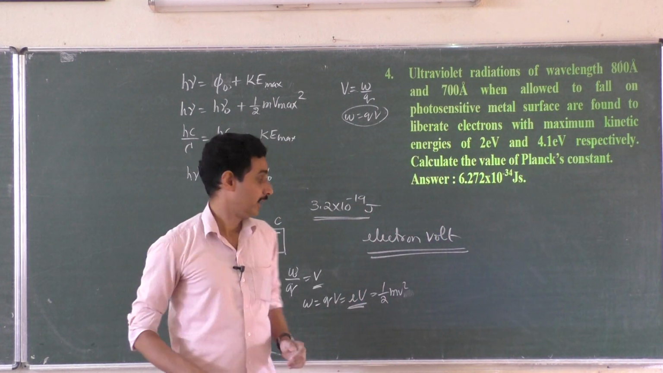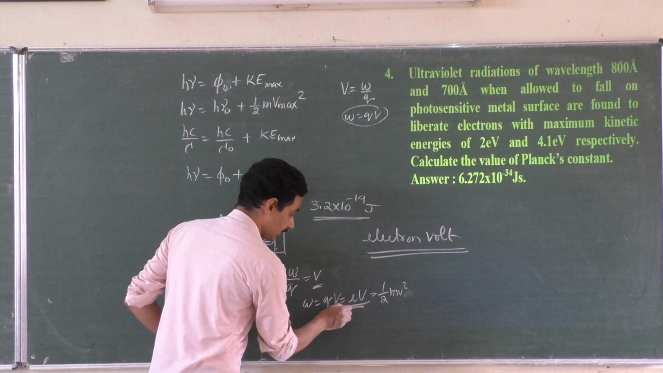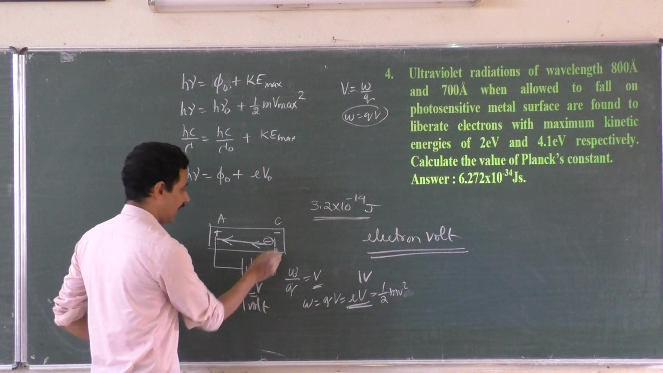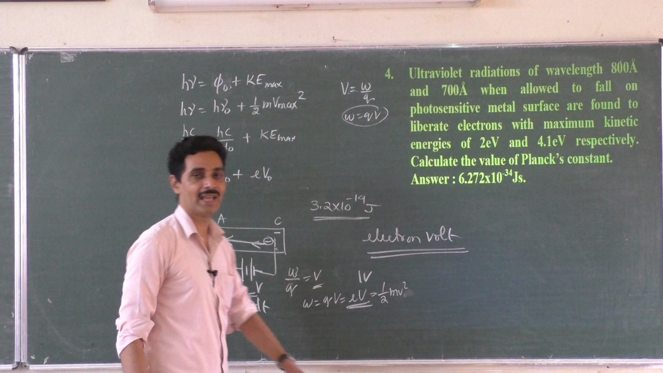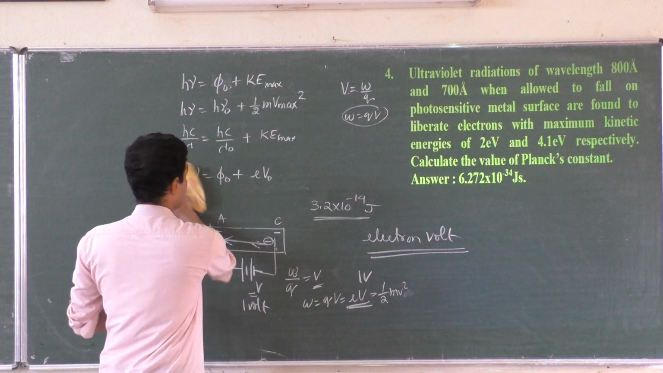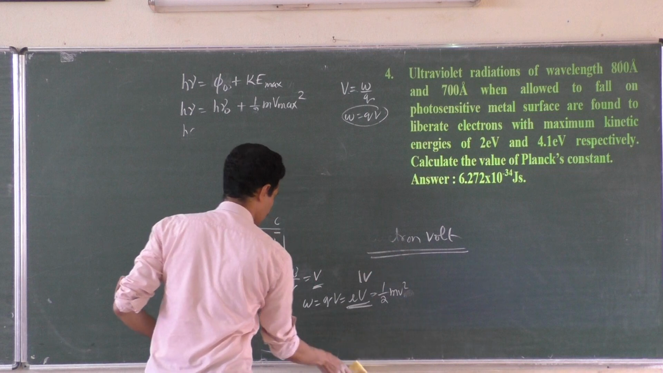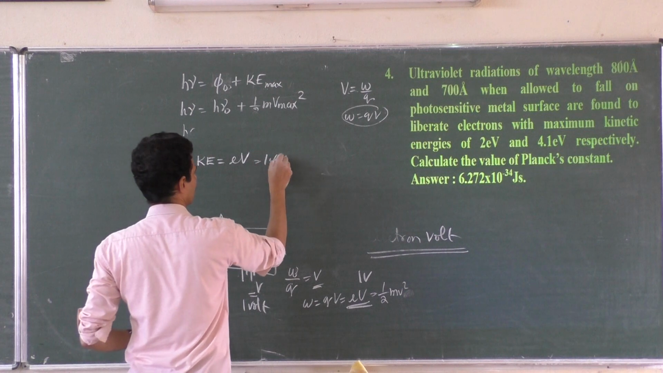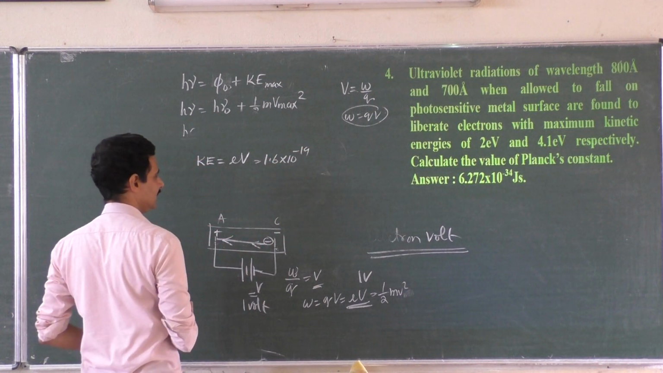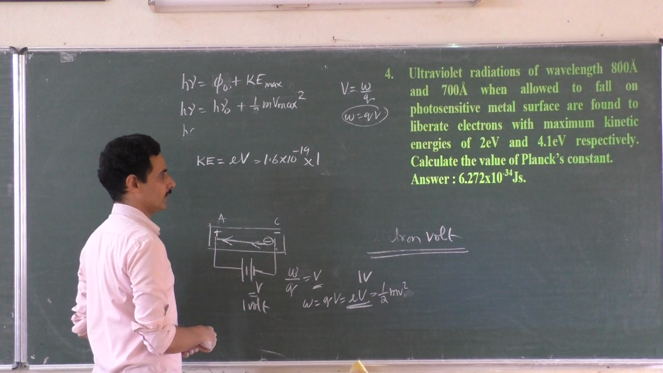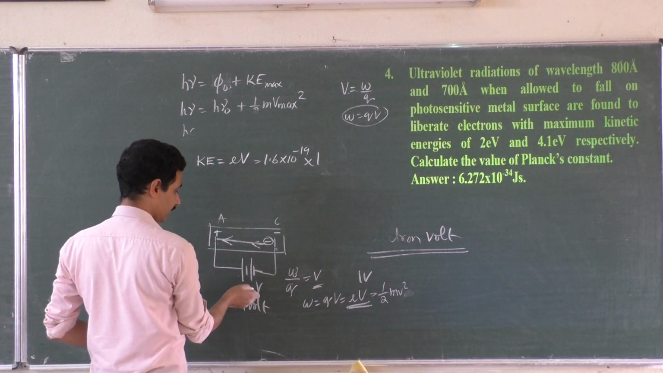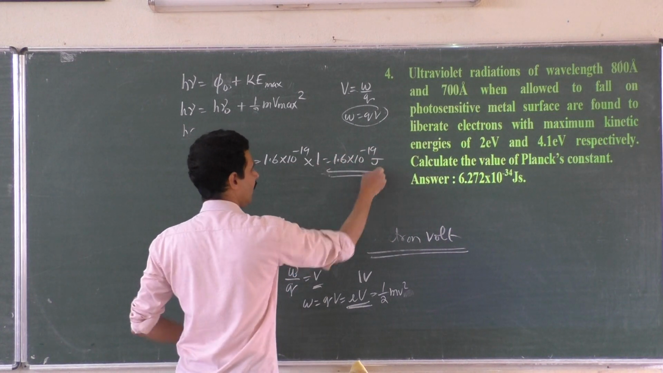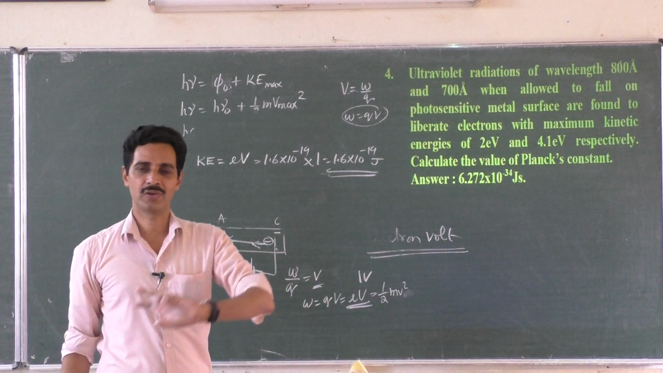Now, suppose I give 1 volt of potential difference here, if this is 1 volt, how much kinetic energy will that electron gain? You can write this formula now. If you want to know the kinetic energy gained by the electron, EV, charge of electron is 1.6 into 10 to the power minus 19, into the potential difference given by the battery, which is 1 volt. So this is 1.6 into 10 to the power minus 19 joules. That is the energy gained by the electron, EV.